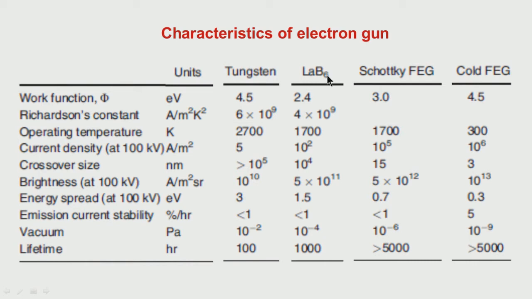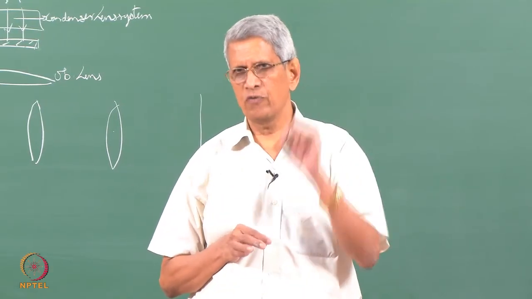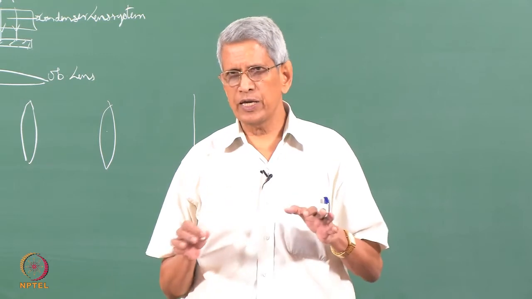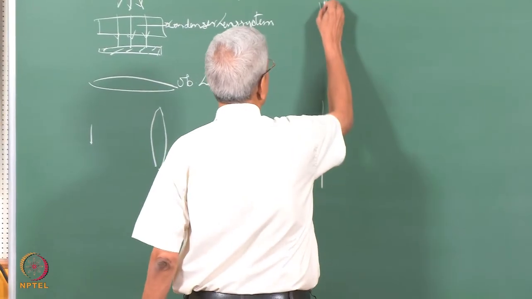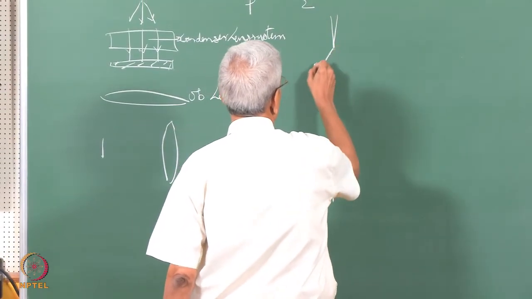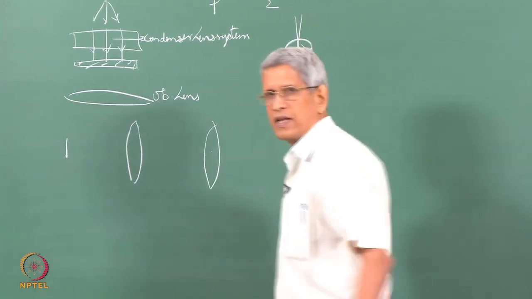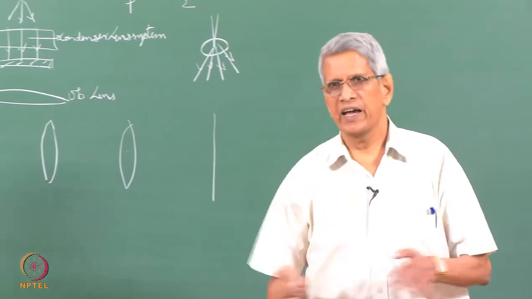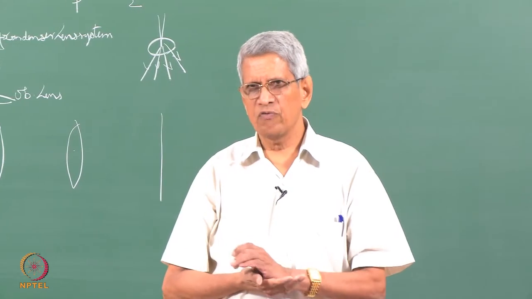Or lanthanum hexaboride, also by applying a voltage and heating it to a temperature of around 1700 K. Another way is that even without raising the temperature, if you take a very fine tip and apply a voltage to it, such as a tungsten tip, and the electric field closer to the tip is very high, then it could extract electrons from that sample. That is what is done in a field emission gun.